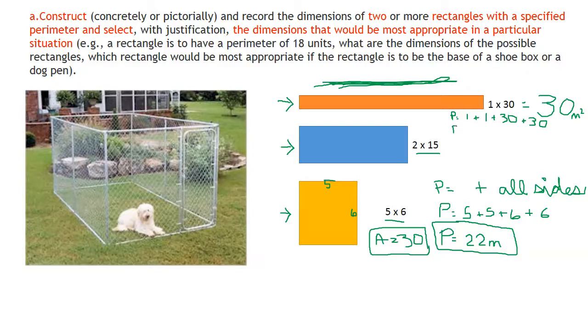So the orange one would require quite a bit more fence, wouldn't it? 30 plus 30 is 60, and 2 more makes 62 meters of fence. So that would probably be more expensive then, right? So you might have to talk your mom into giving you more money.